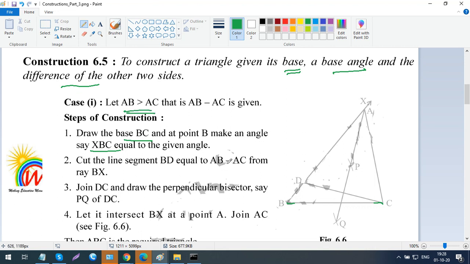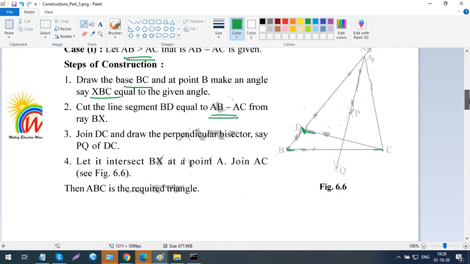After this, if AB is greater than AC, what do you do? You take that measurement AB minus AC and cut an arc. So it's going to come over here, right? Because it's subtraction, it's going to be a smaller line. So now you join DC. Then after that you draw a perpendicular bisector of DC.